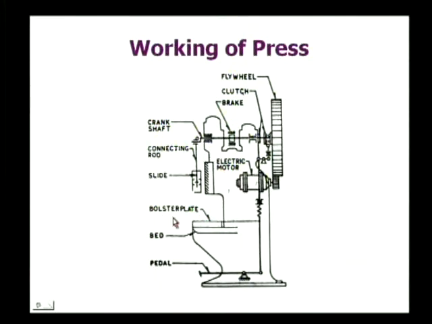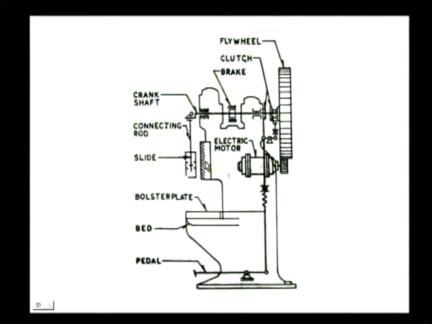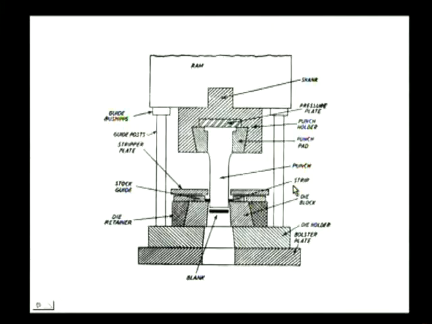You can see the position of the bolster plate here. This is the bed, and you can also see the pedal which is used to operate the clutch. Whenever you want to transmit the power to the ram, the pedal is to be operated, thereby it engages the clutch, and thus the energy is transmitted to the ram. The flywheel acts as an energy reservoir which supplies the large amount of energy that is required during a cutting operation or pressing operation, and the same can be seen here.